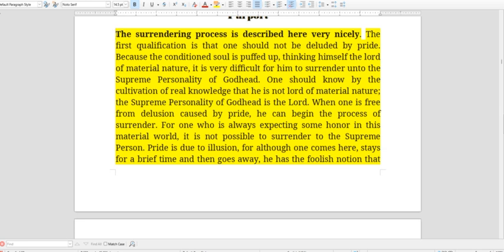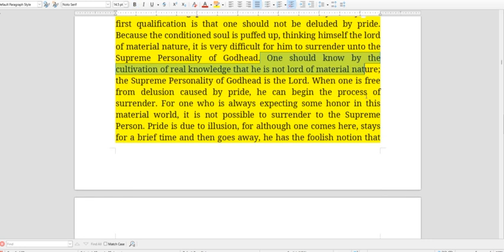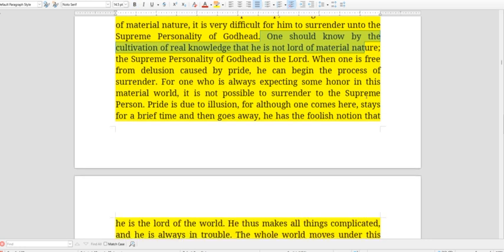The surrendering process is described here very nicely. The first qualification is that one should not be deluded by pride, because the conditioned soul is puffed up, thinking himself the lord of material nature. It is very difficult for him to surrender unto the Supreme Personality of Godhead. One should know by the cultivation of real knowledge that he is not the Lord of material nature. The Supreme Personality of Godhead is the Lord. When one is free from delusion caused by pride, he can begin the process of surrender.